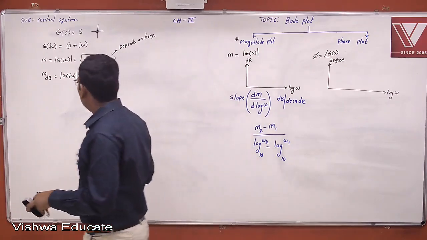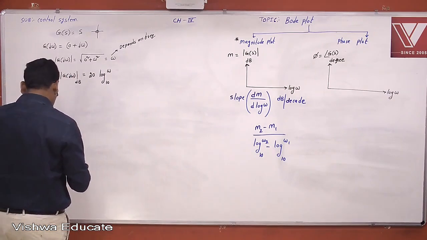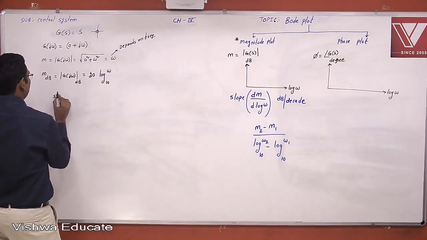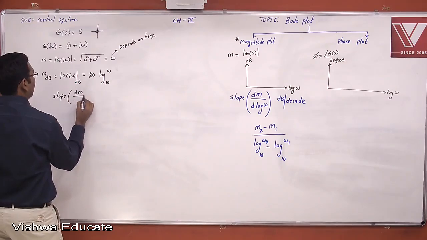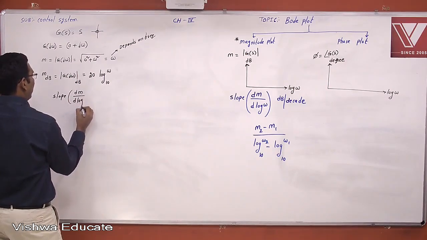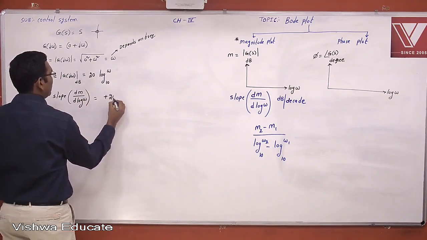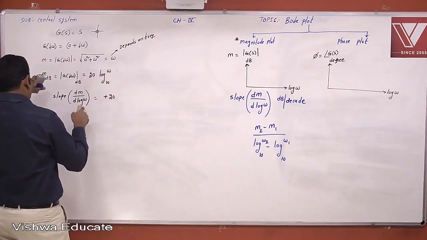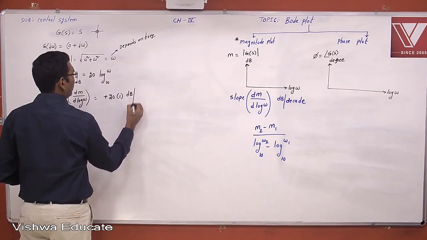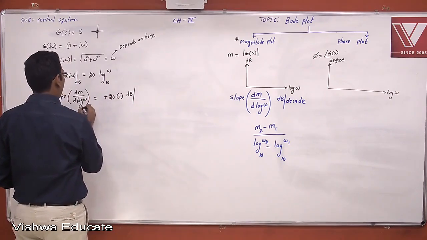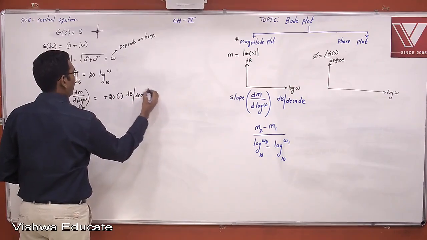Now we will see what the slope is. The slope calculations are very simple. The slope is dM by d log omega. Now plus 20 is constant. Log omega differentiated with respect to log omega is 1, which is dB per, with frequency changing by a factor of 10. Therefore, this is called dB per decade.